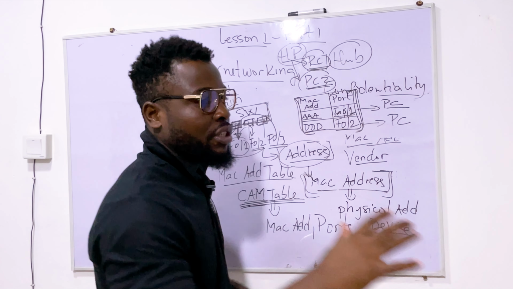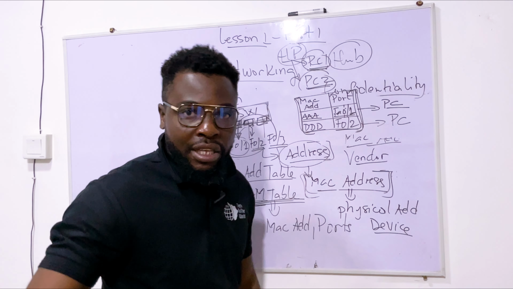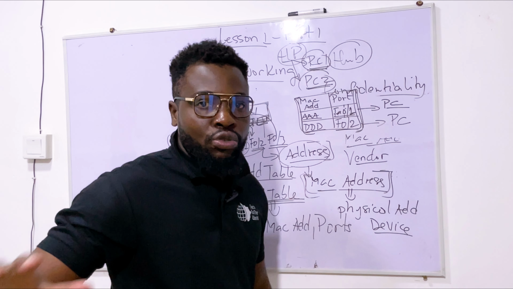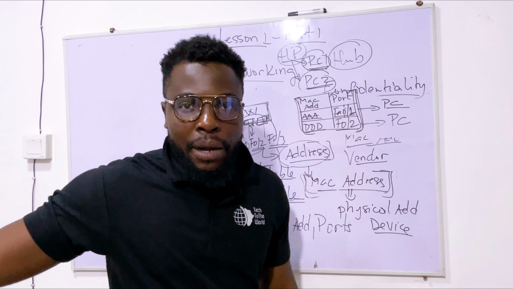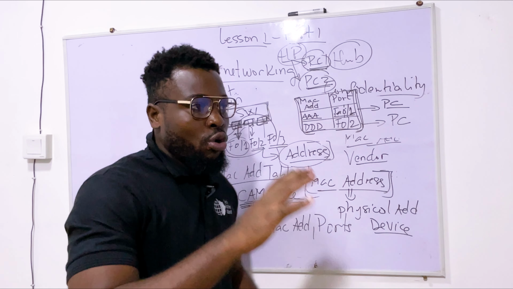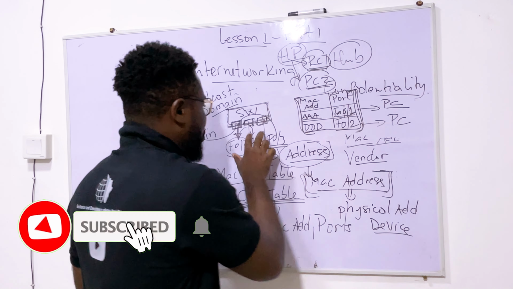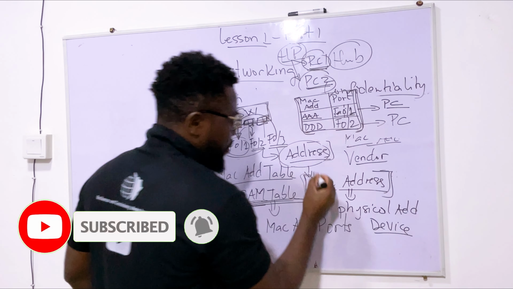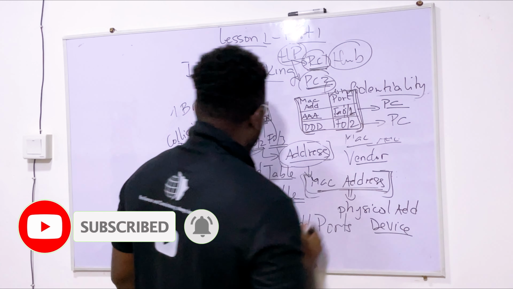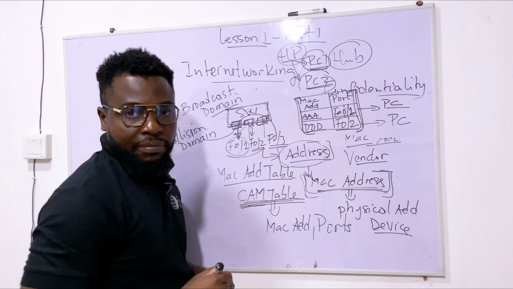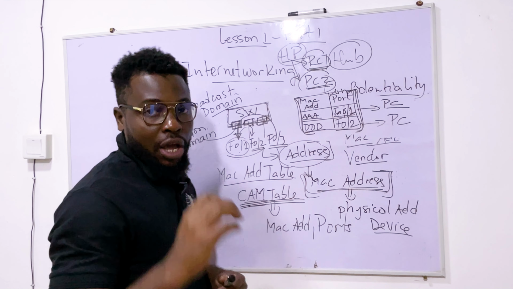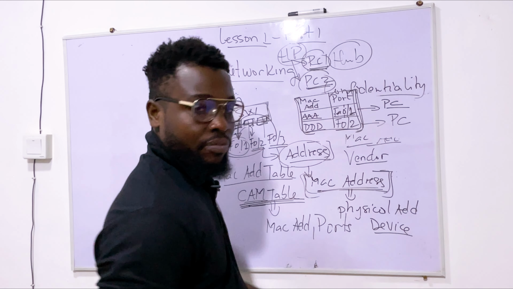If I ask someone, go and call me B, the person is not going to call A, B, C, D up to Z. No, it's going to call the specific person. And this is because of the MAC address of the device. I hope everything is clear.